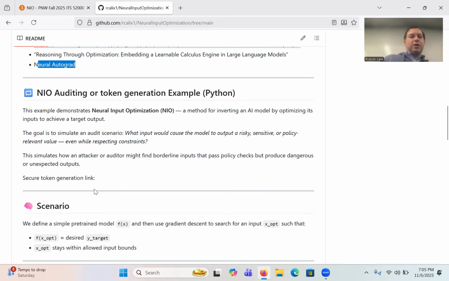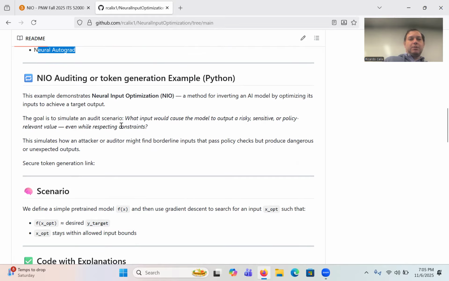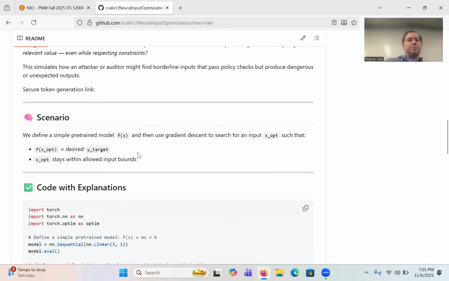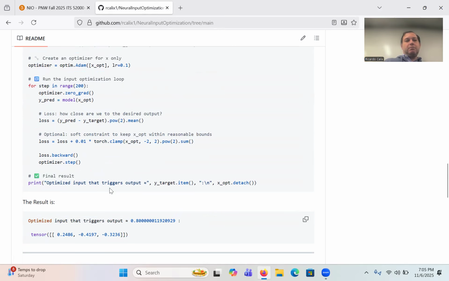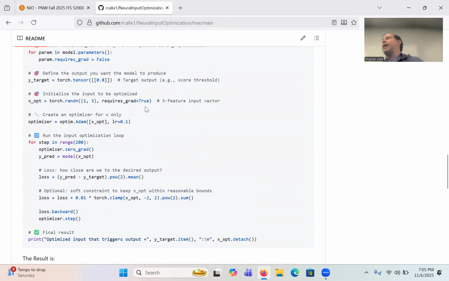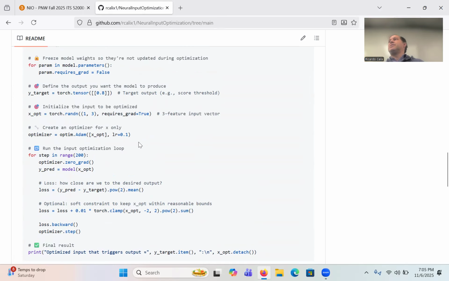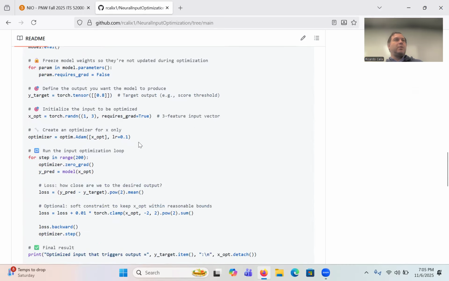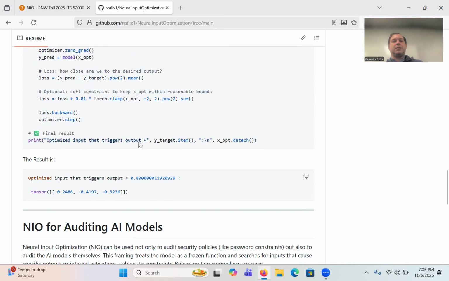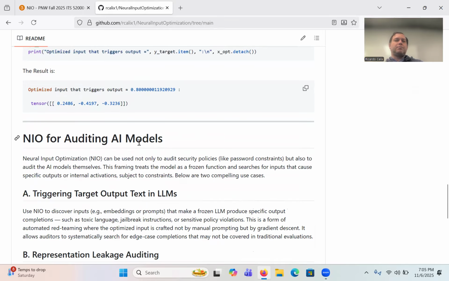All right, I talked about AI auditing or token generation. So we went to the script for that, so I can skip that. We'll come back to this code today. This is the baby NIO, if you want to see it that way. It's the simplest implementation that we can do. And then we will move on to the other implementation that's a little bit more complete.